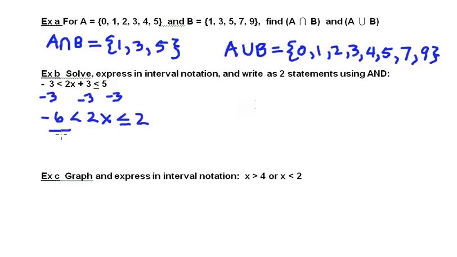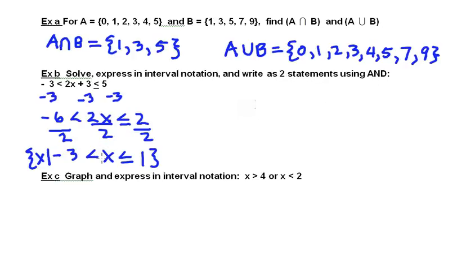Finally, to isolate the x, we divide everything by 2. And we're going to end up with, on the left, -3 is less than x, which is less than or equal to 1. Okay. So this is our 3-part inequality, and we could write this in set notation. But it also tells us to write this as two statements using the word AND.